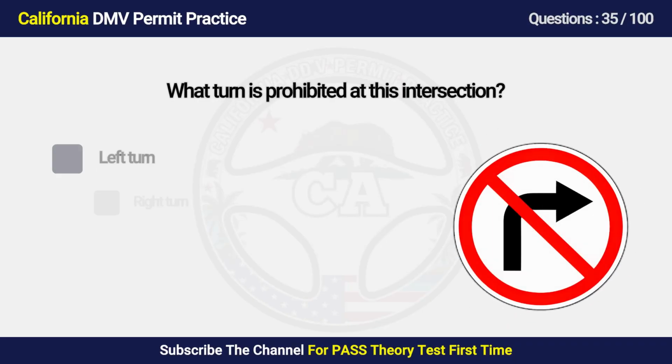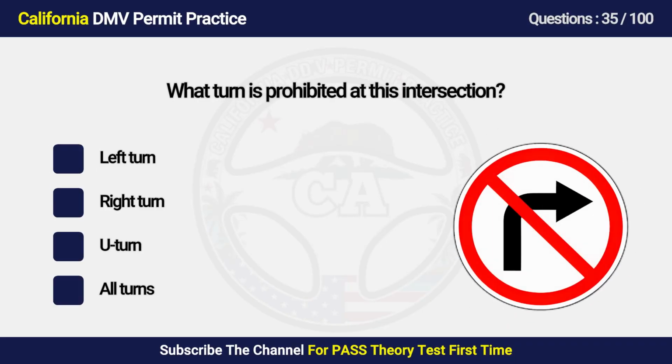Question 35. What turn is prohibited at this intersection? A. Left turn. B. Right turn. C. U-turn. D. All turns.